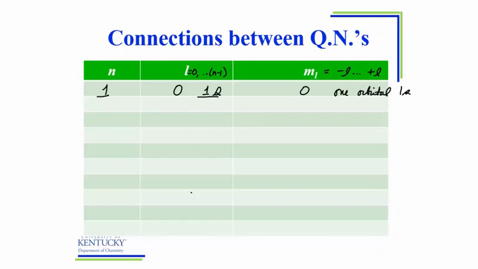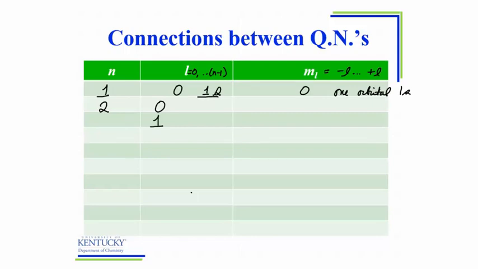Let's move out a little further away. So now let's go to n equals 2. If n equals 2, what can L be? Well, L goes from 0 up to 1. Those are my possibilities.